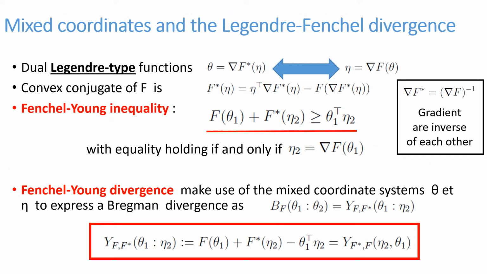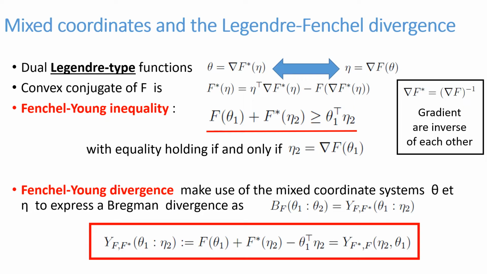By using both the primal and dual parameters induced by the Legendre-Fenchel transformation, we can express the Bregman divergence as the following Fenchel-Young divergence, Y_{f,f*}. Notice that the equality holds if and only if eta2 equals the gradient of f at θ1. This is the so-called Fenchel-Young inequality otherwise.